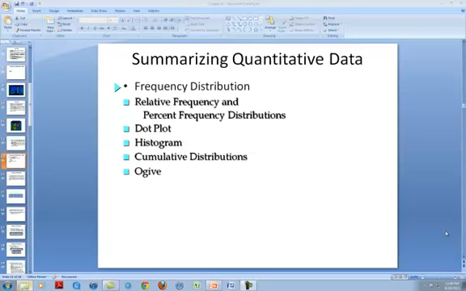Let us move on to quantitative data. As with categorical data, we can construct relative frequency and percent frequency distributions. And there are also several ways to construct charts showing quantitative data. Let's look at one example.